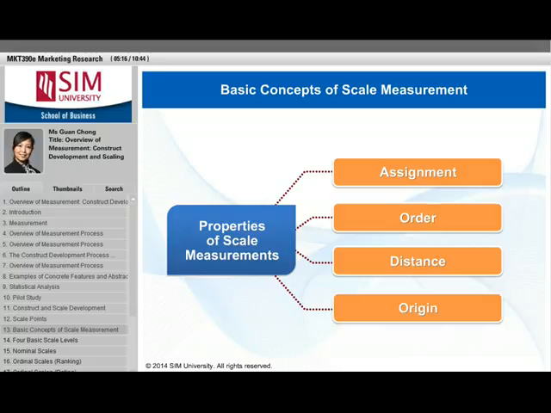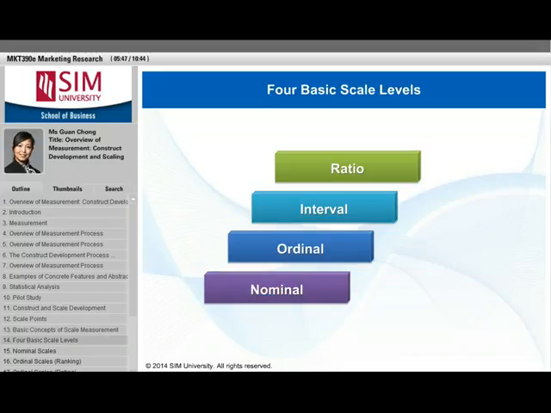The order property is the relative magnitude between the descriptors used as scale points. The distance property expresses the absolute differences between each of the descriptors or scale points. Lastly, the origin property refers to the use of a unique starting point in a set of scale points that is designated as being a true natural zero or true state of nothing. There are 4 basic scale levels: ratio, interval, ordinal, and nominal.